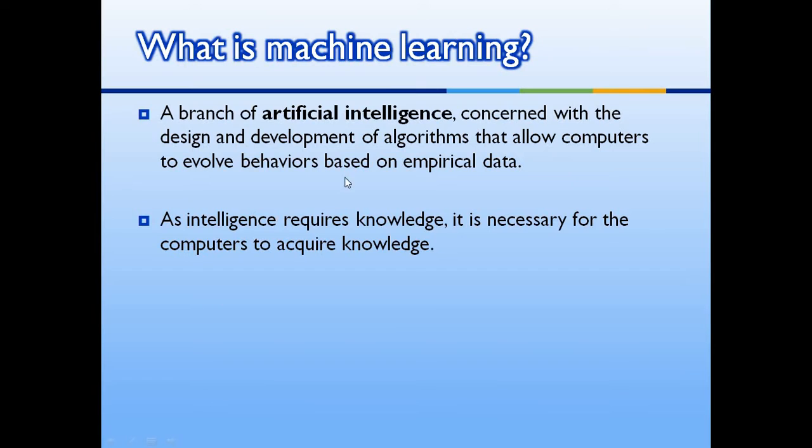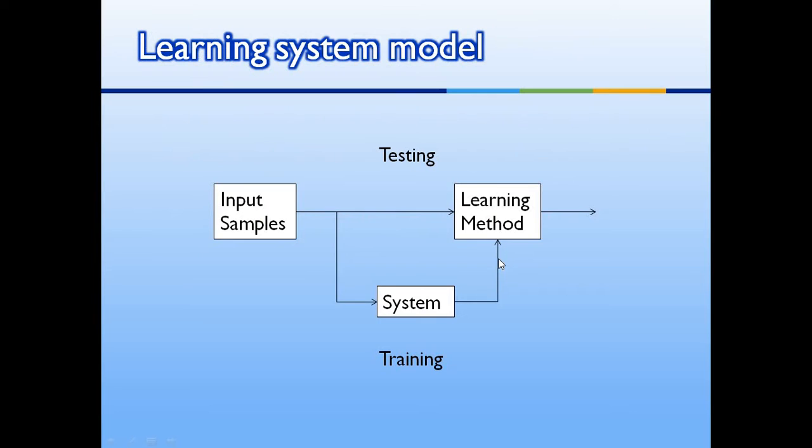Machine learning is a branch of artificial intelligence concerned with design and development of algorithms that allow computers to evolve behaviors based on empirical data. As intelligence requires knowledge, it is necessary for the computers to acquire knowledge. So, how do computers acquire knowledge? They acquire knowledge with input samples. When given input samples, the system trains, and once trained it can be tested.